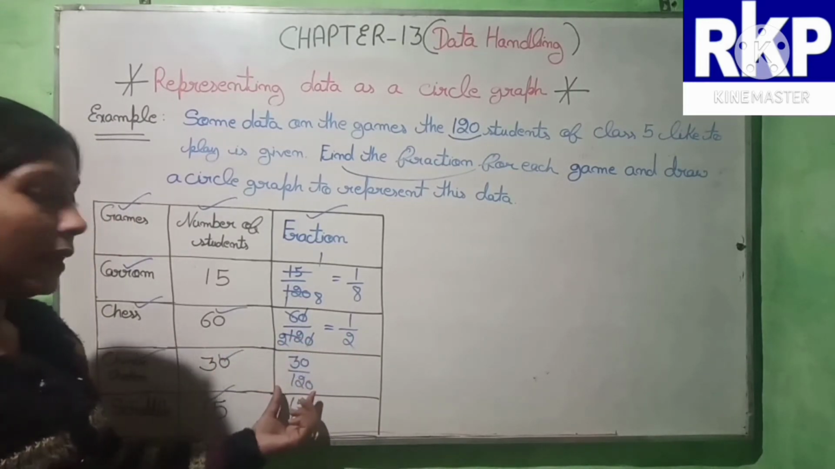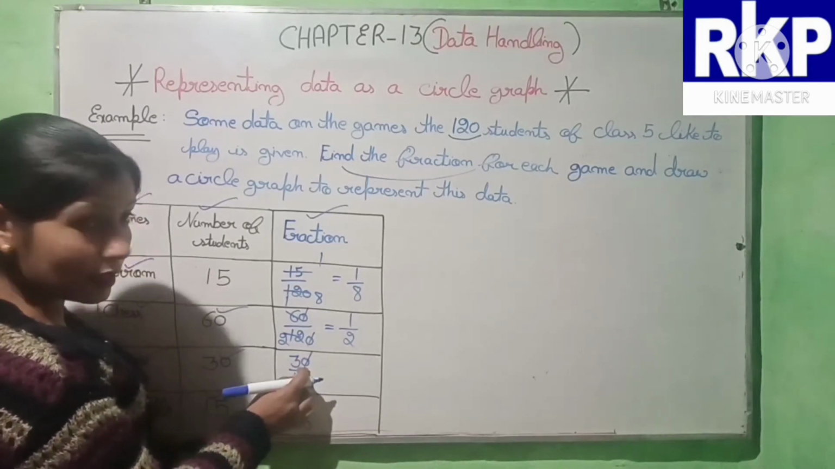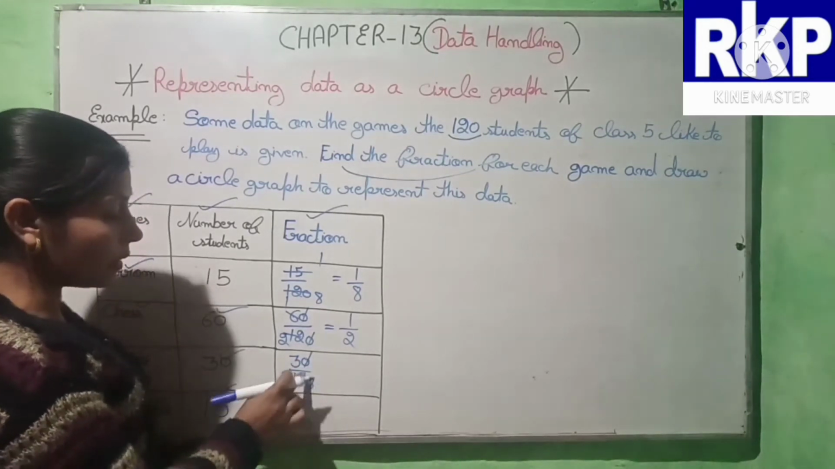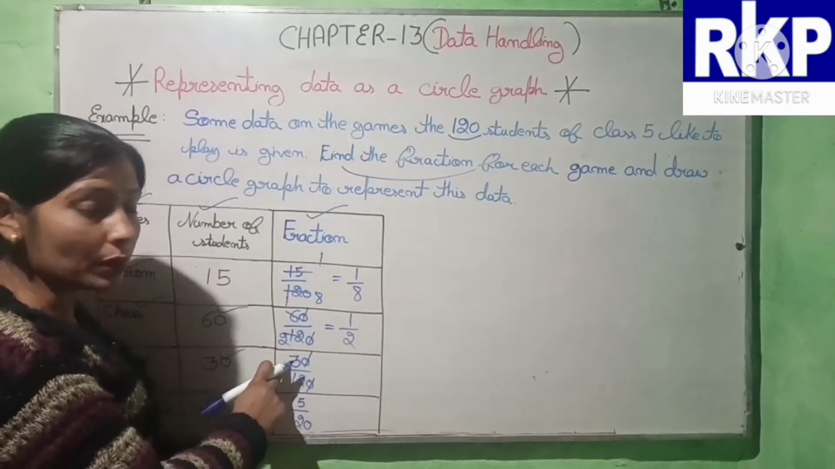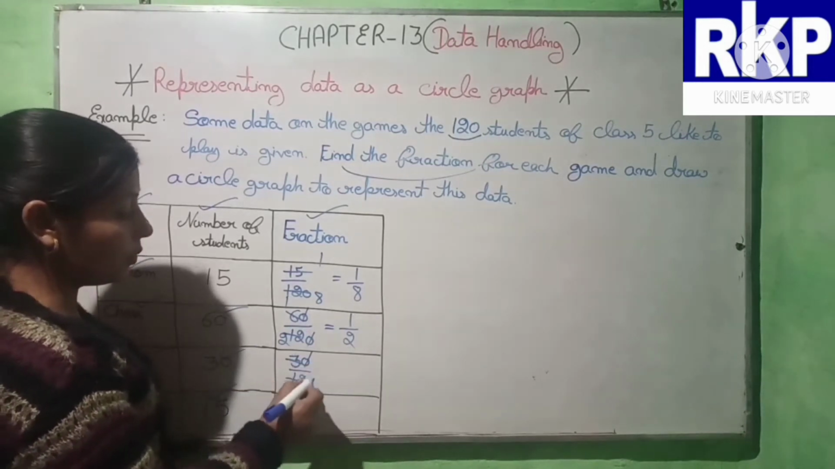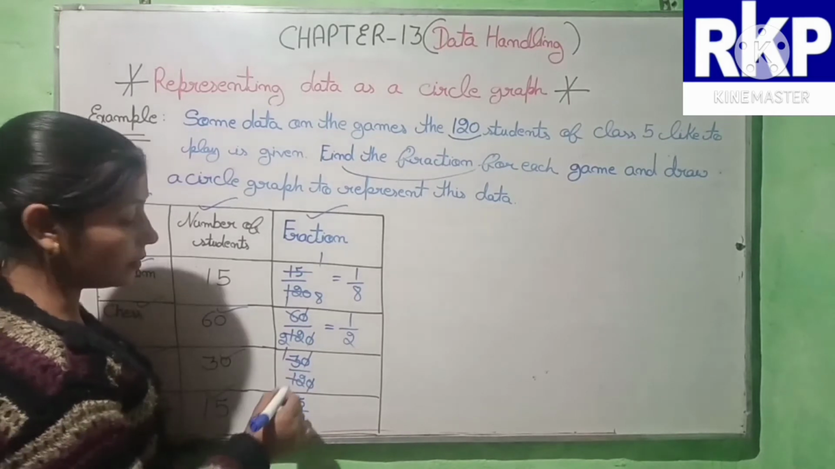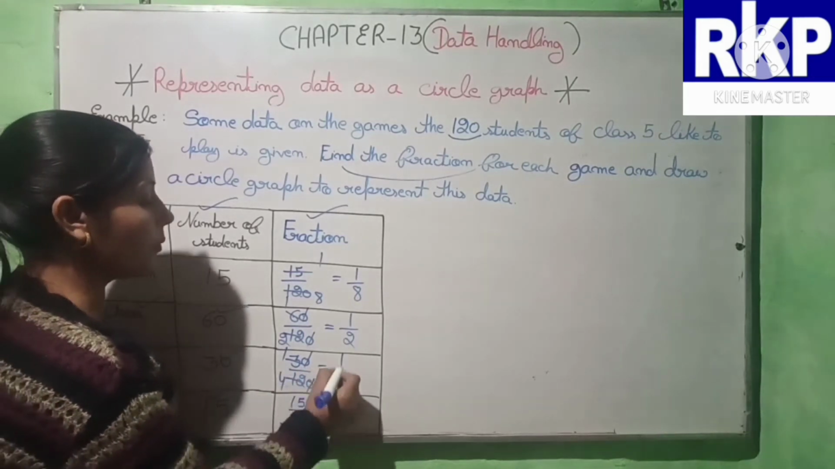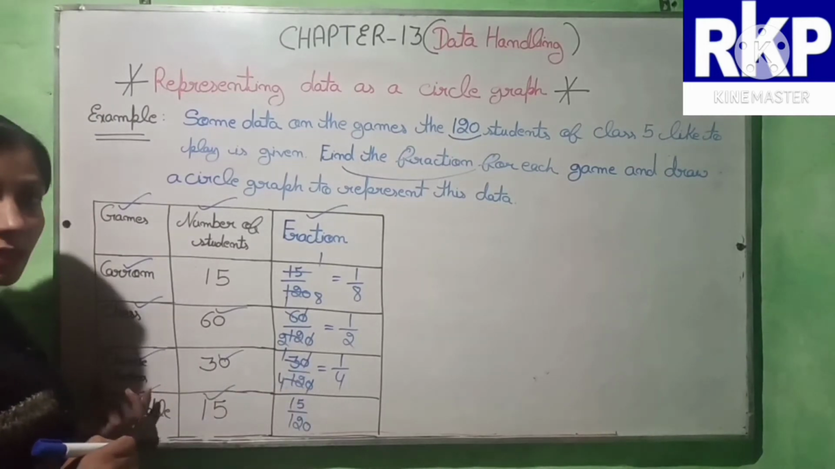Here 30 by 120. Here also we have a 0 at the end, so cut this 0 with this 0. Now we have 3 as a numerator and 12 as a denominator. So you can divide 3 and 12 with 3. 3 times 1 is 3, 3 times 4 is 12. So 1 by 4 is the fraction for Chinese checkers.